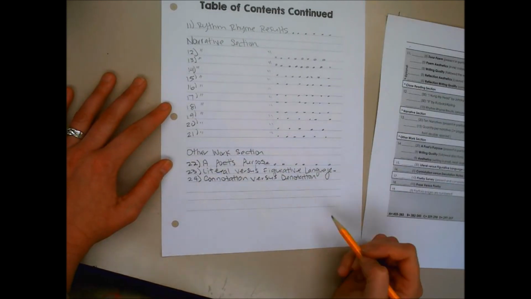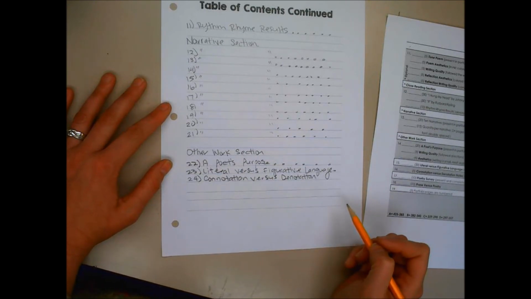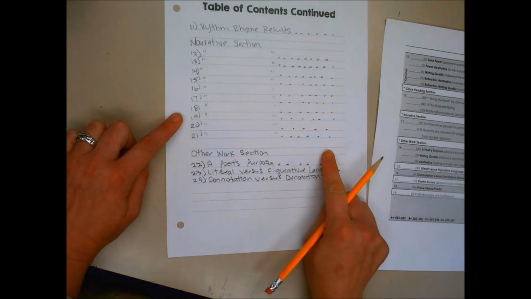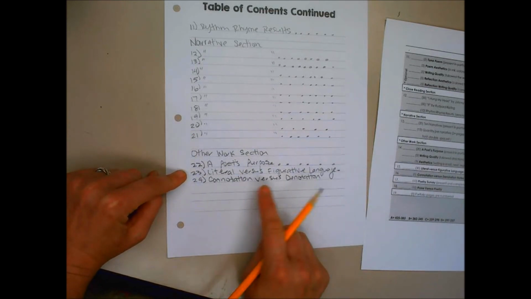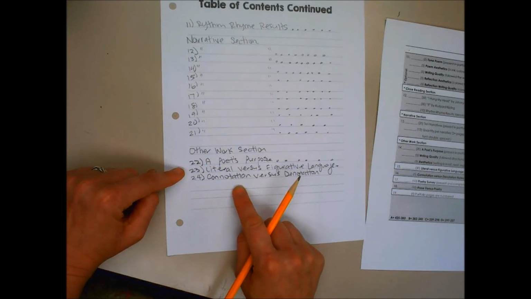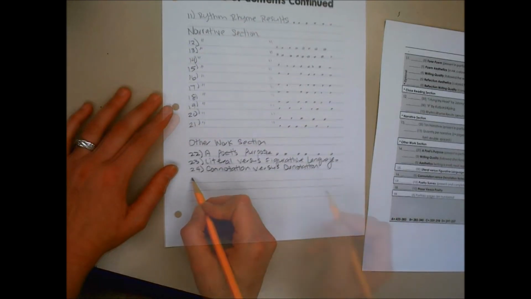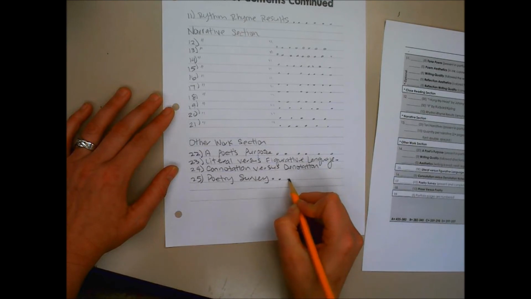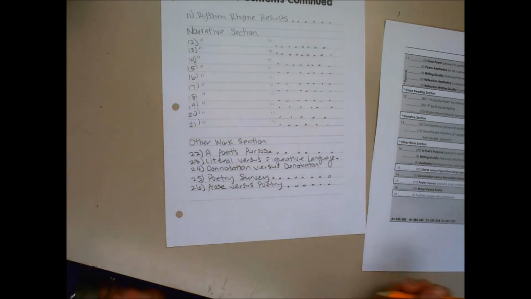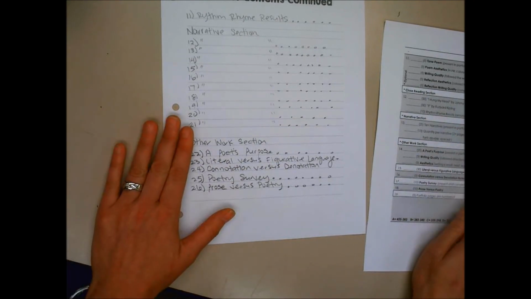Not only the poems that are in our portfolio, but also narratives that we've done if you do the extra credit or if your class requires that. The different close reads we did, and also some of the handouts that we looked at as a class or looked at individually. My rubric, and thus the end of my table of contents.